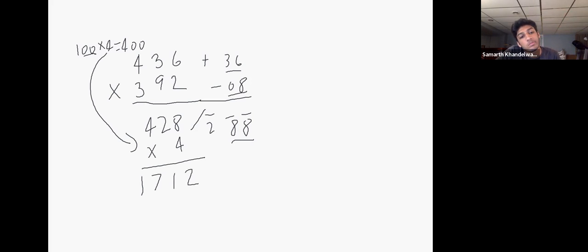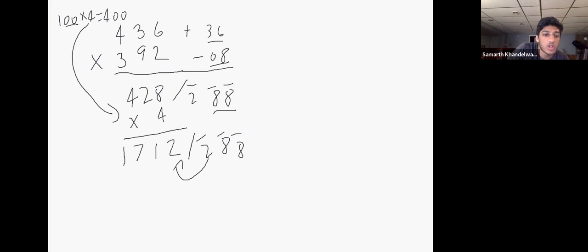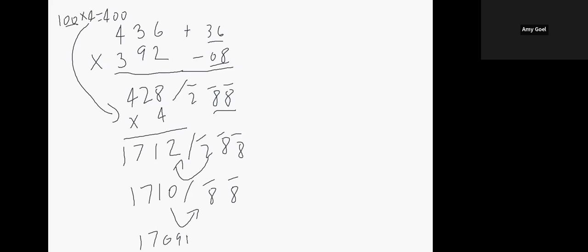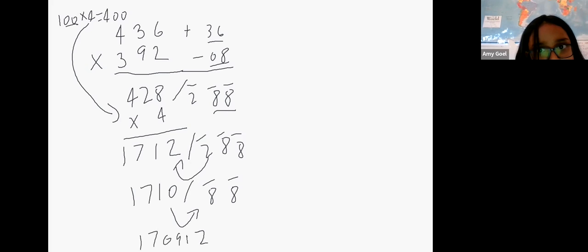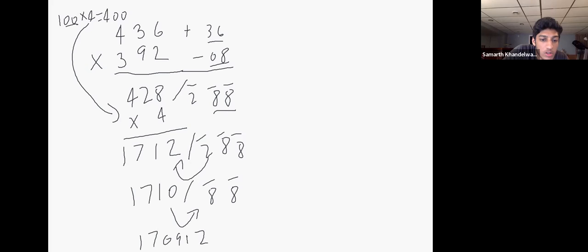Seven, 1, 2. And then we carry the 2 over. So 1712 minus 2 is going to be 1710. And we have a negative 88 here. And then we do a reverse carry. So that means we subtract 1 from here, and we add the 100 here. And that's going to give us, okay. Anybody have any questions on this problem?